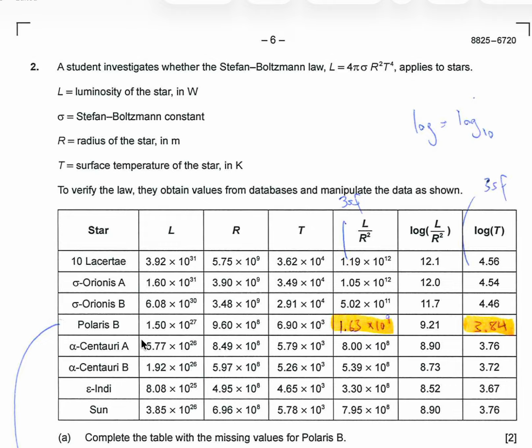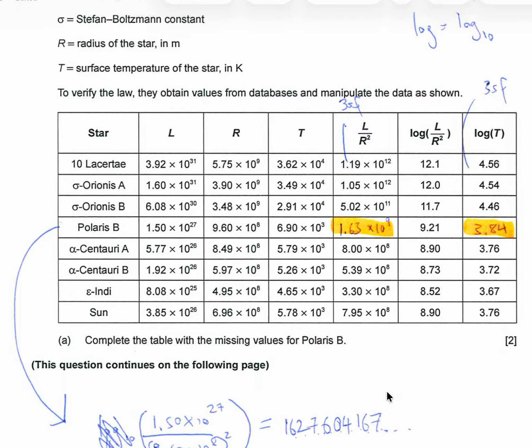Okay, so we've got Polaris B, and it's missing an L over R squared. You notice that all the other L over R squared values, even this one with 8.0, you attempt to call that an 8, is given to 3 significant figures. So your number must be given there too. All right, but we're expecting that your value lies somewhere between these, because if you notice we've got a descending magnitude, we expect something in the region there.